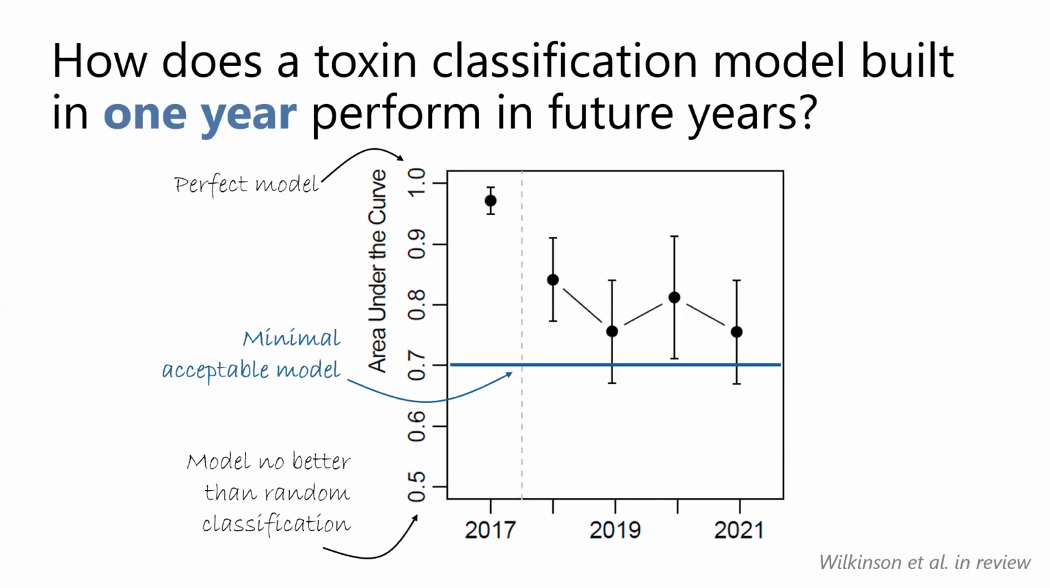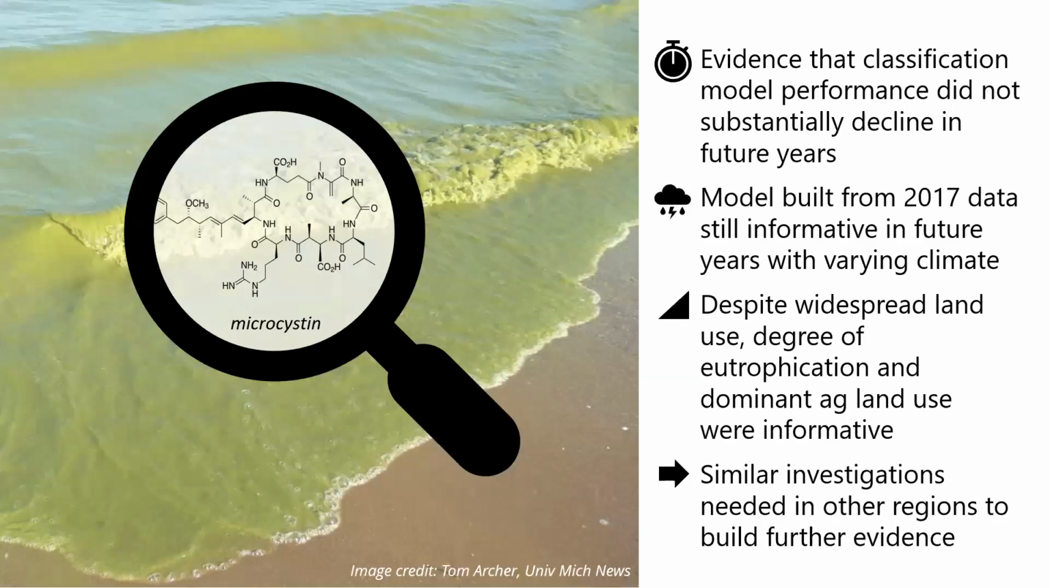And so this is, I think, quite interesting because it gives evidence that the classification model performance didn't substantially decline. It certainly did decline, but didn't substantially decline when applied forward in future years. And that was surprising because this model built on 2017 data was still informative in years that had very different climates, such as 2018 when it was wet and 2021 when it was very dry.